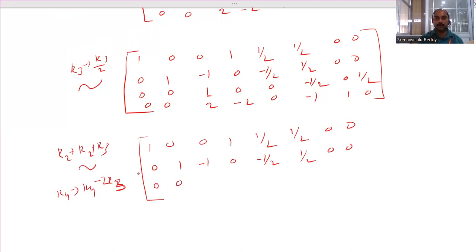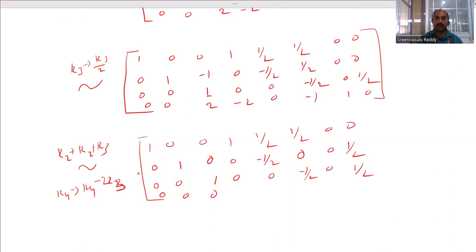Here 0, 0. So R2 row, apply the R2 row operation. 1, here 0. 0 plus 0, 0. 1 minus 1 by 2, 0, 0. 1 by 2 plus 1 by 2 minus 1 by 2, 0. 0. Here last element is 1 by 2. Third row is 0, 0, 1, 0, 0. No change in the third row. 0, 1 by 2.